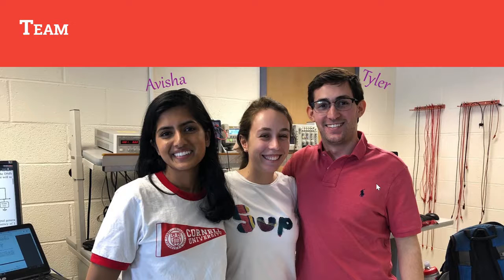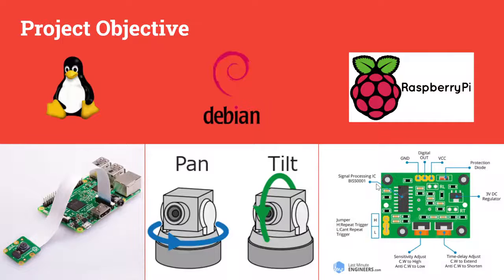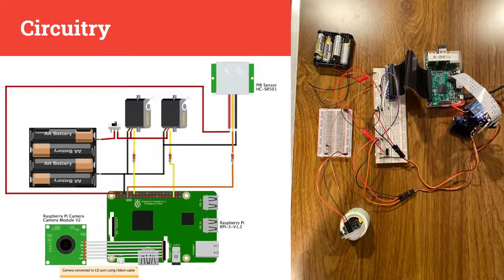This is our team, minus the girl in the middle, and these are the components that we use to achieve the project objective. We essentially have a camera, a pan tilt base, and a PIR sensor, which is all used to determine whether there's movement within the camera's frame. And if there is movement, we send an email to the user notifying them that there's been a breach in security. And we use Linux and the Debian Linux distribution to do all the software.